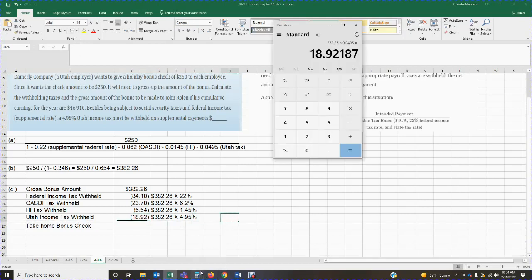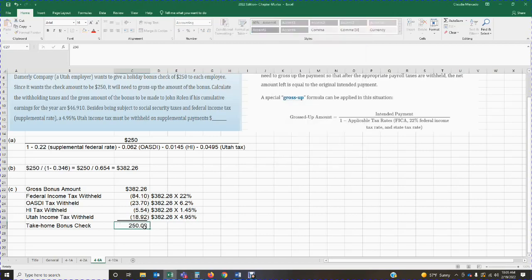Now I'm going to get my calculator, and I'm going to get my 382.26. I'm going to subtract my federal of 84.10. I'm going to subtract my OASDI of 23.70, my HI of 5.54, and my Utah income tax of $18.92. And that's going to give me a check of $250. Voila. Okay, we did it good. So that means that the amount I have to issue to my employees is $382.26.